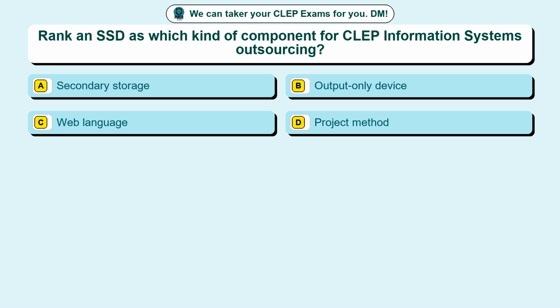Question 53. Rank an SSD as which kind of component for CLEP Information Systems outsourcing? Option A, secondary storage. Option B, output-only device. Option C, web language. Option D, project method.